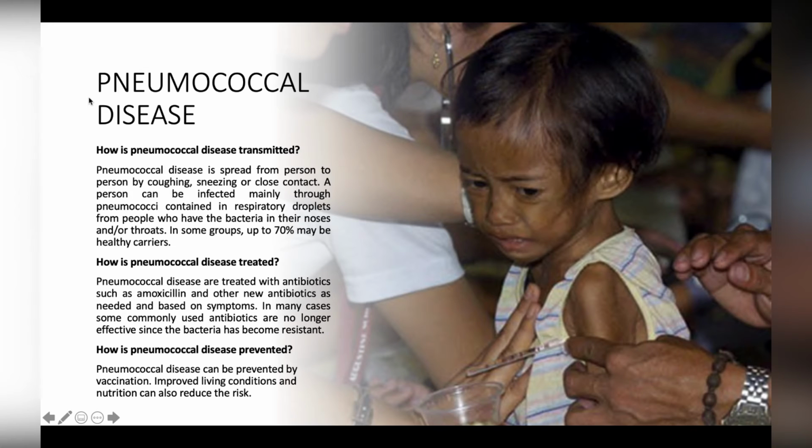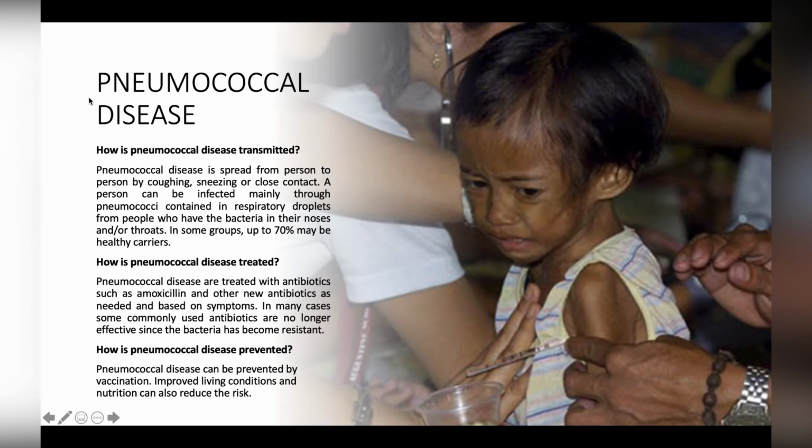How it is treated. Pneumococcal disease is treated with antibiotics such as amoxicillin and other newer antibiotics as needed and based on symptoms. In many cases, some commonly used antibiotics are no longer effective since the bacteria have become resistant.